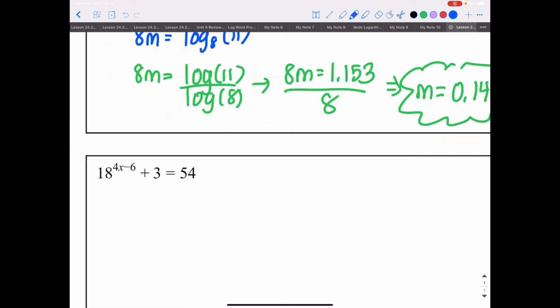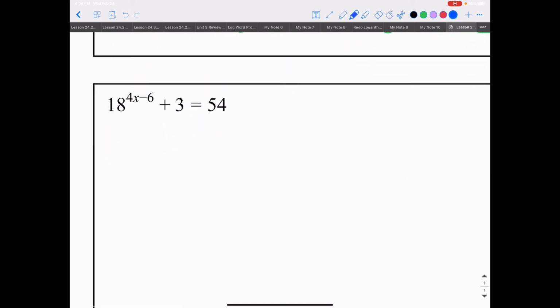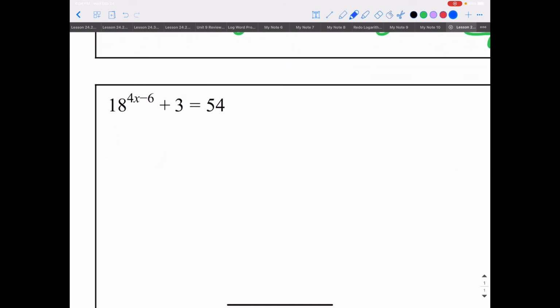All right, for this one here, I have 18 to the 4x minus 6 power plus 3 is equal to 54. So the first thing I want to do is get this base raised to an exponent by itself on the left-hand side. So I'm going to subtract that 3 to get rid of it. I'm going to end up with 18 to the 4x minus 6 power is equal to 51.